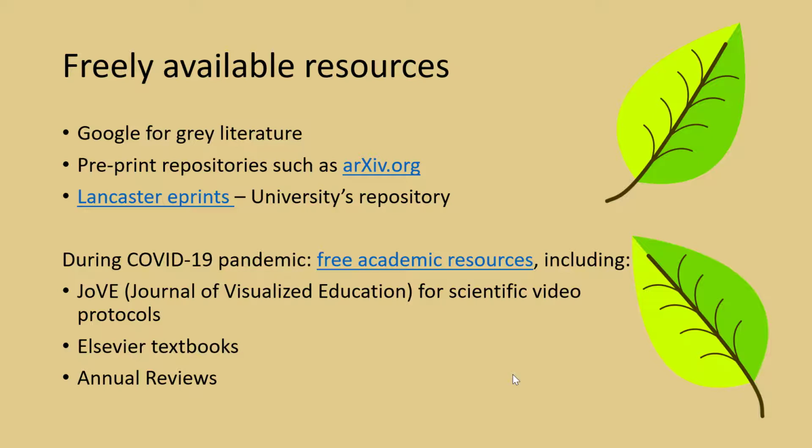There may be times when there's an embargo on some of the more recently published journal articles from members of staff at the university. And as I mentioned, during COVID-19, many publishers have made the resources freely available, and you can browse the guide available through the library, but some of the more scientific resources include JoVE, which is the Journal of Visualized Experiments, which includes video protocols, the Elsevier textbooks, and some of the annual reviews.